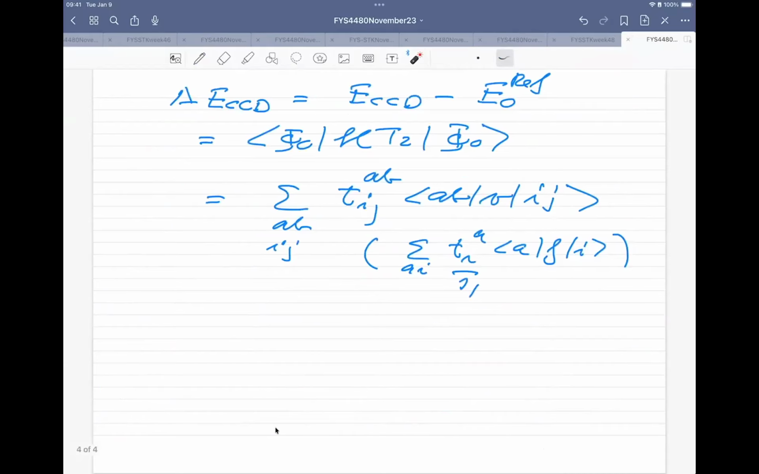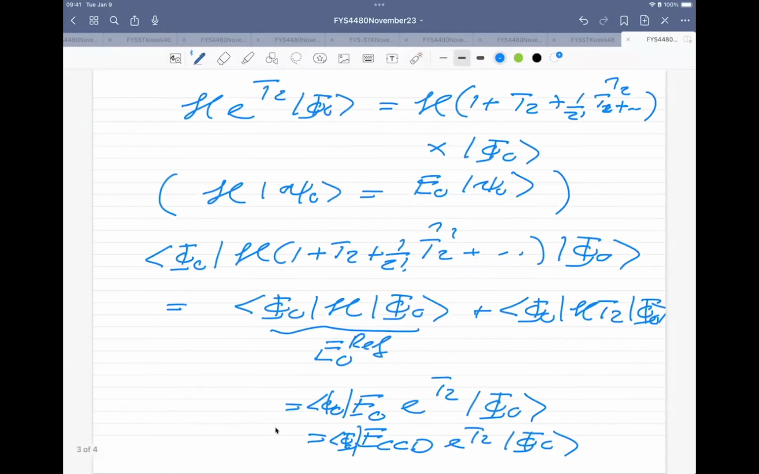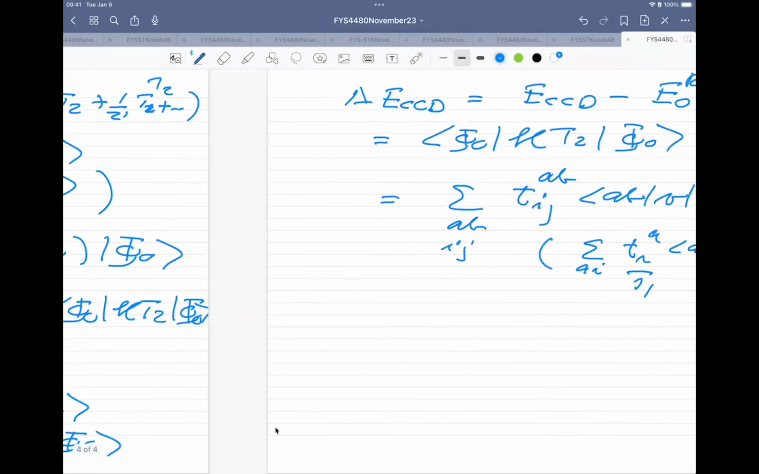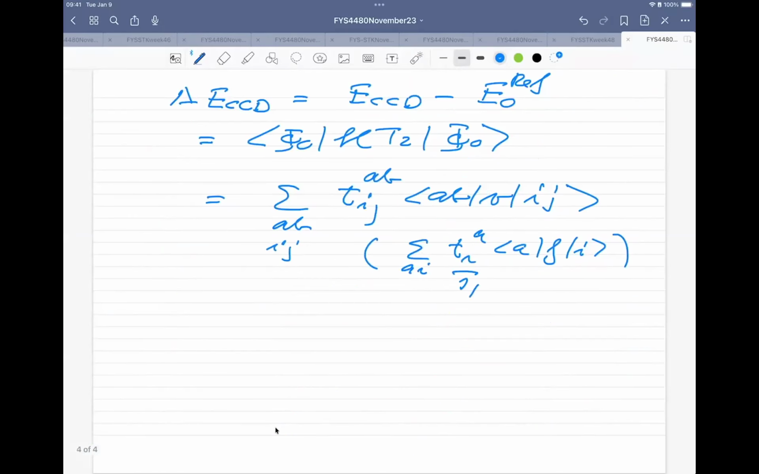So the next thing which we did was then to take the same equation which you have here, this H times e^T2 phi 0, and then we set up the equation where we multiplied with a phi_i^a. However, this one is automatically equal to 0, because in our case, we don't have any one particle, one hole excitations. So we don't need to consider that one. So this is exactly equal to 0, and we can just leave it out.